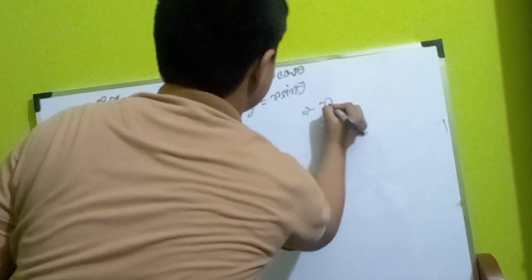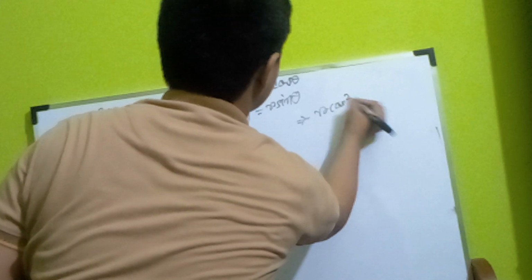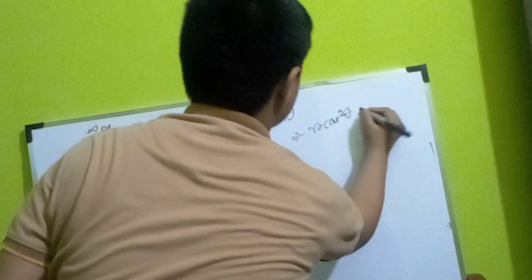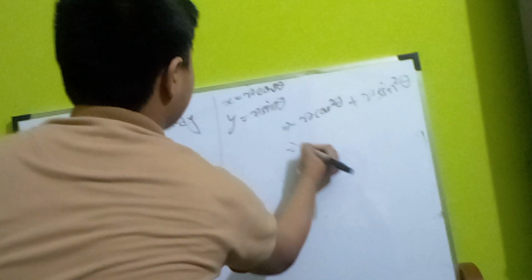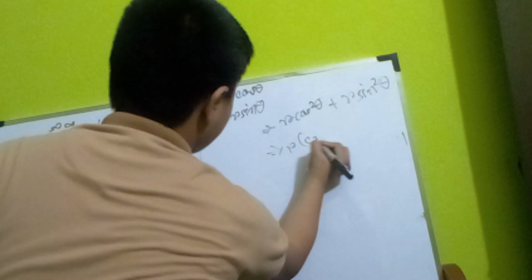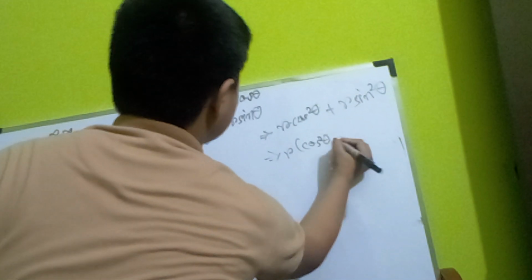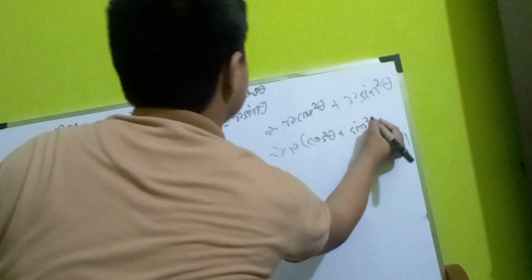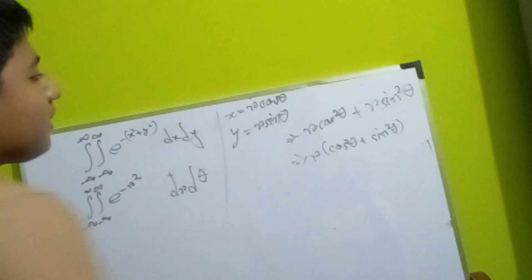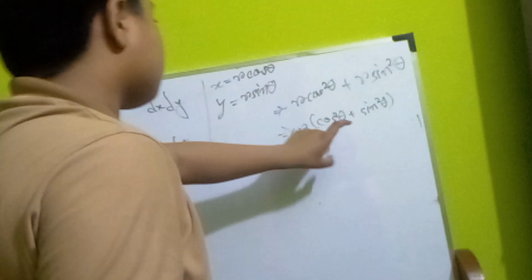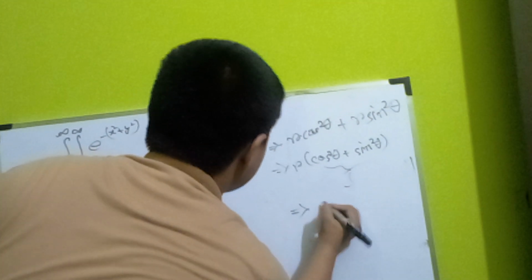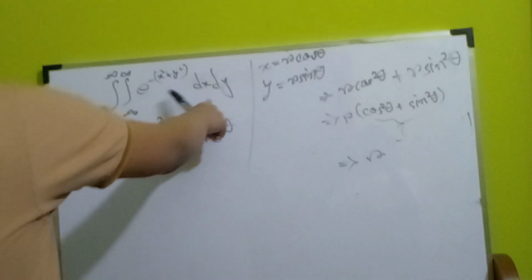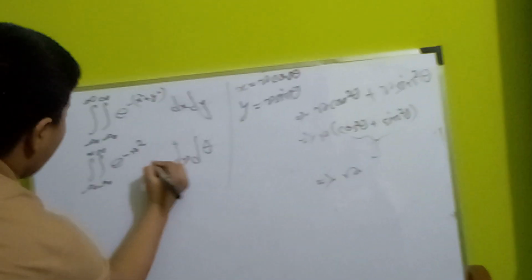So we're going to get r cosine squared theta plus r sine squared theta. Here we can factor out r, and what remains is cosine squared theta plus sine squared theta. From the basic trigonometric identity, we can clearly see that this is just 1. So we are left with r. So this integral changes by a factor of r, and we are going to write this r here.